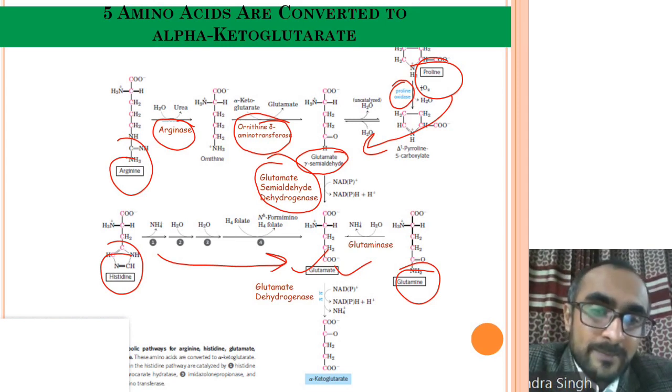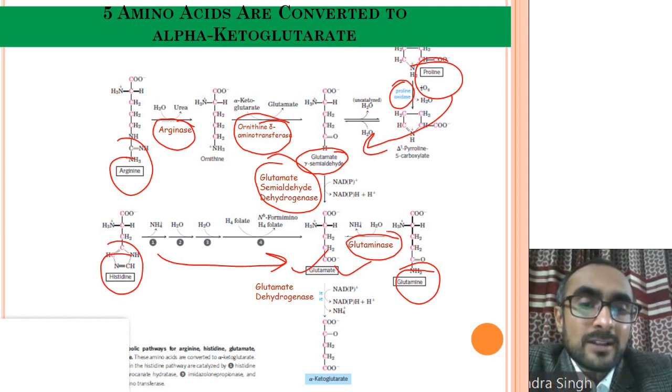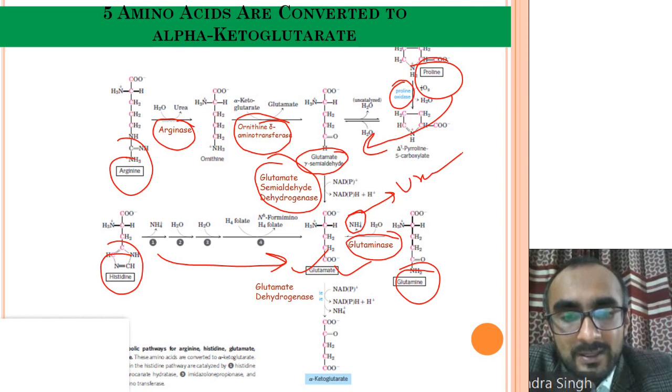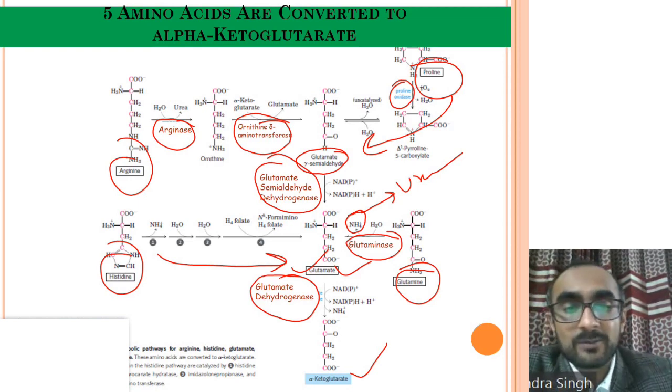Glutaminase, which we have seen in the earlier lecture, hydrolyzes glutamine into glutamate, giving rise to one molecule of ammonia, which enters the urea cycle, and this glutamate is converted into alpha-ketoglutarate by GDH. This enzyme also we have discussed in the previous lecture.